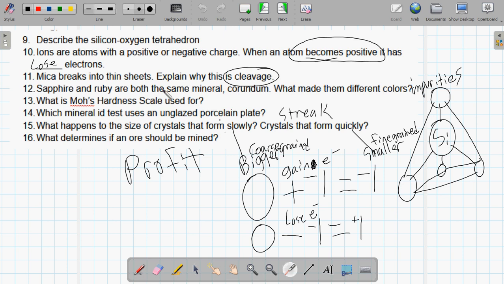Make sure you know what cleavage is. Make sure you know what Mohs hardness scale is. Unglazed porcelain plate, that is streak. And what determines if ore should be mined? Basically profit. If there's enough of the mineral or substance that's being mined to be profitable, it'll get mined.